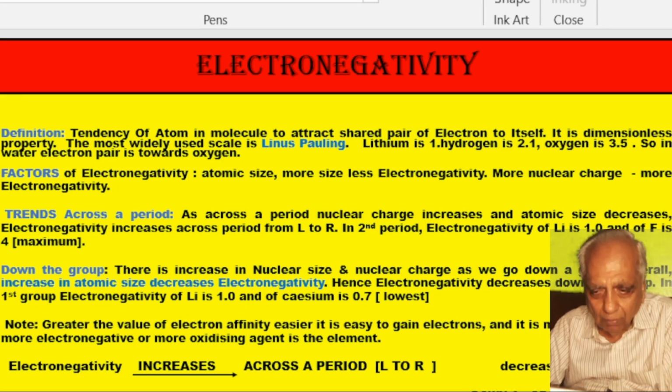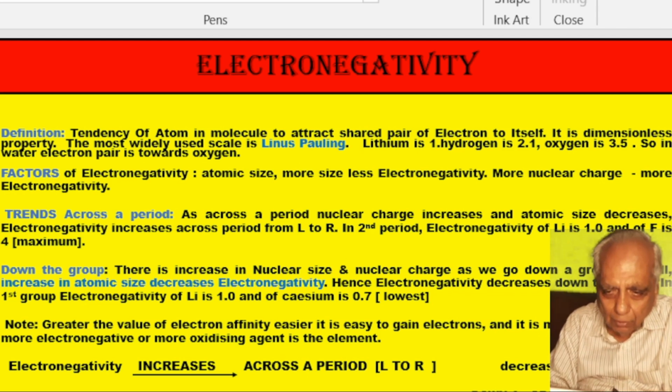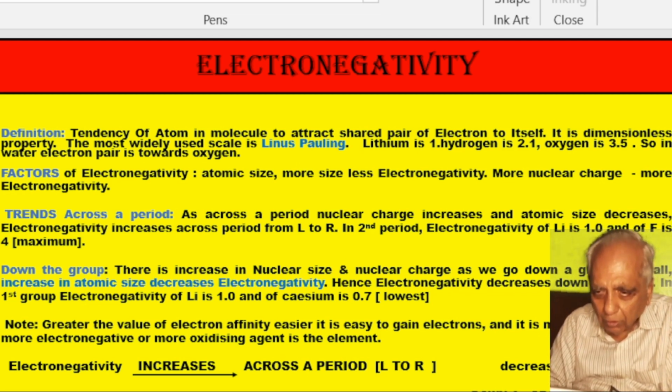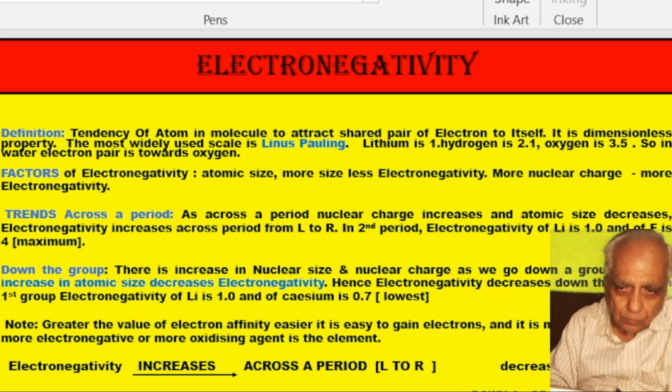So if we move from left to right across any period, we are moving from metals to non-metals. Non-metals will have more electronegativity. So electronegativity will increase across the period from left to right. And if we go down the group, as we have seen, lithium is 1, cesium is 0.7. So it will decrease down the group, for the similar reasons that I explained for electron affinity. Is it all right?